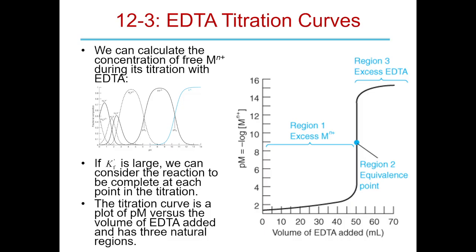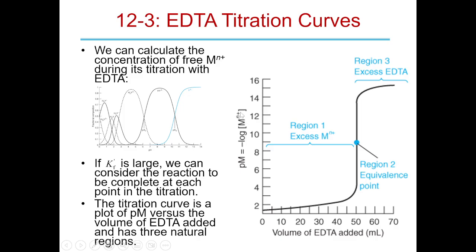Okay, so this is going to be EDTA titration curves. Again, we can calculate the concentrations of free metal during its titration with EDTA. So if the K prime F is large, we can consider the reaction to be complete at each point in the titration. Your titration curve is going to be a plot of pM versus the volume of EDTA added. You'll have three natural regions. So here we see pM, that's the negative log, you know, like pH, but for metals, right? Is everybody okay with that?